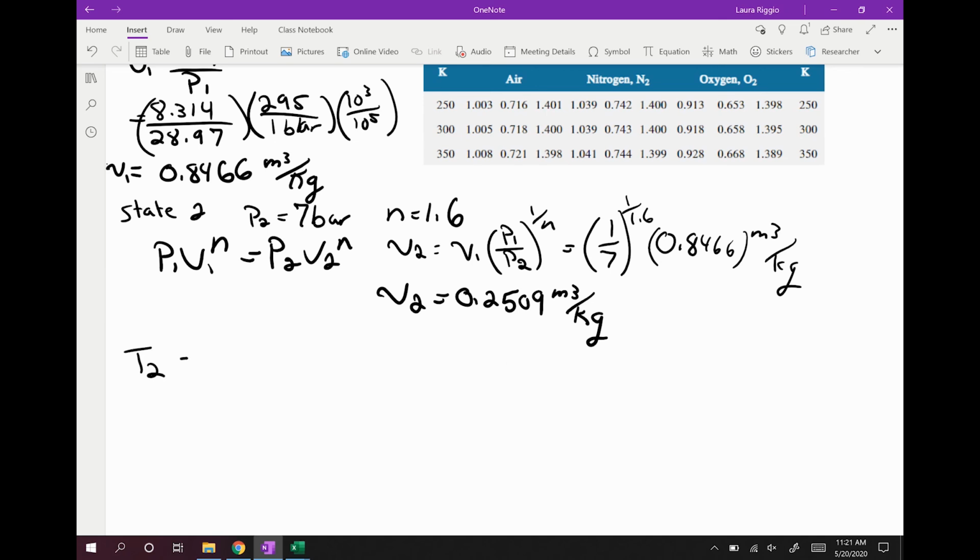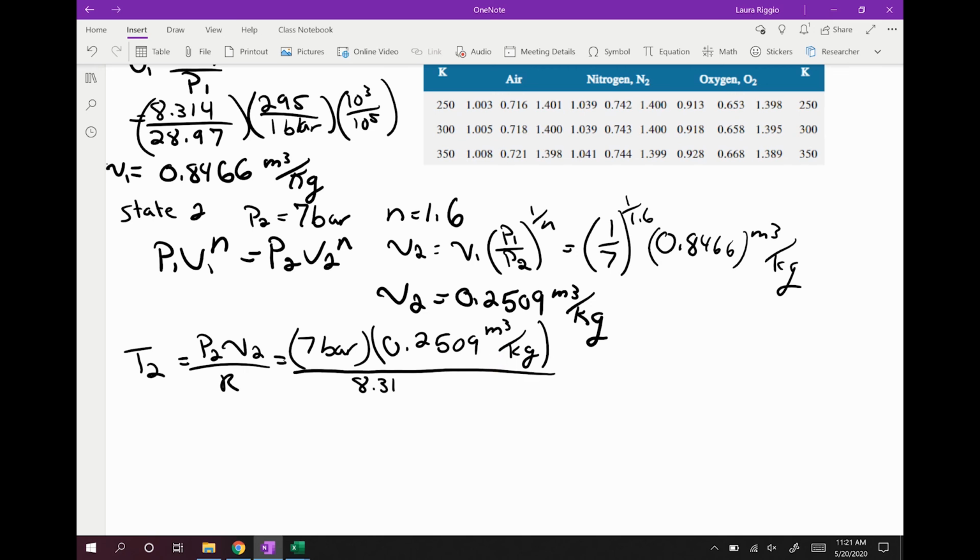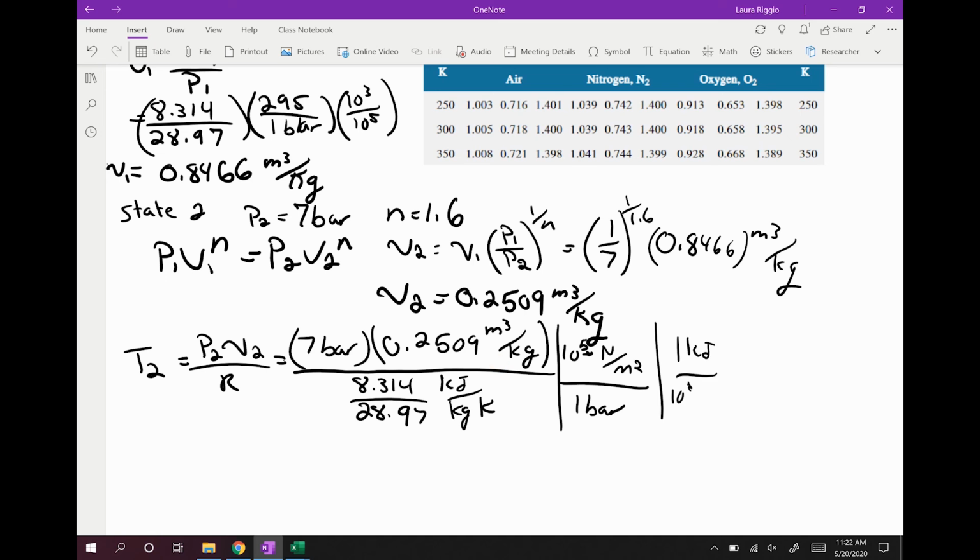And T2 is equal to P2 V2 over R, which is 7 bar times 0.2509 meters cubed per kilogram divided by 8.314 over 28.97 times 10 to the 5 pascals per bar, and 1 kilojoule is 10 to the 3 joules. We get that T2 is equal to 612 Kelvin.